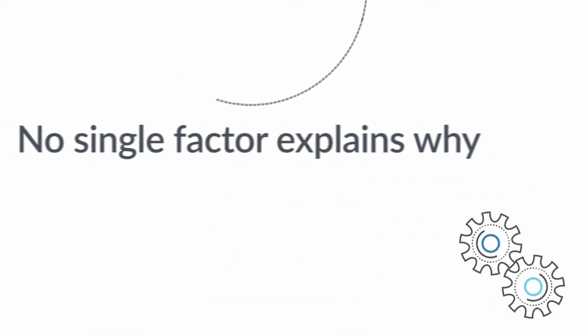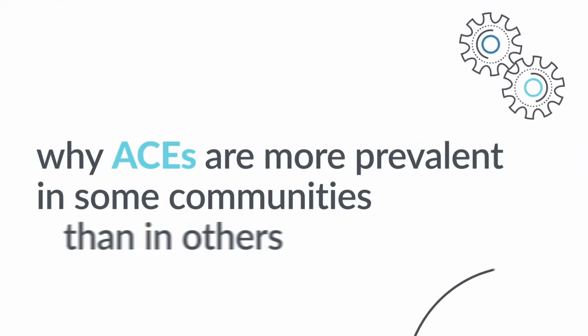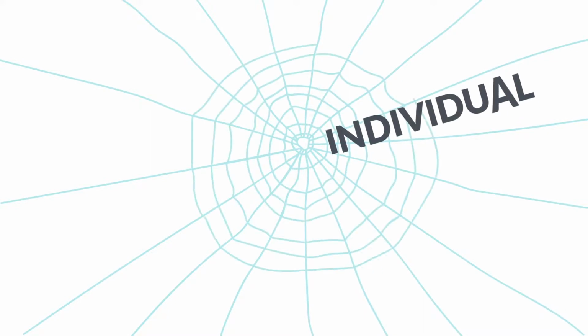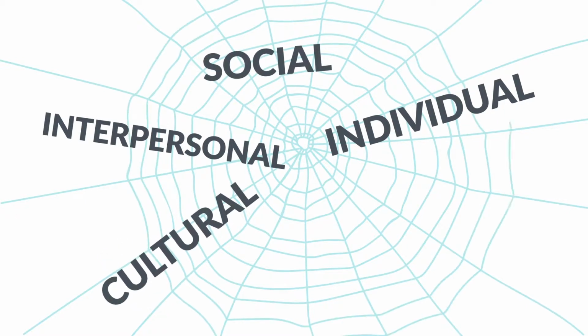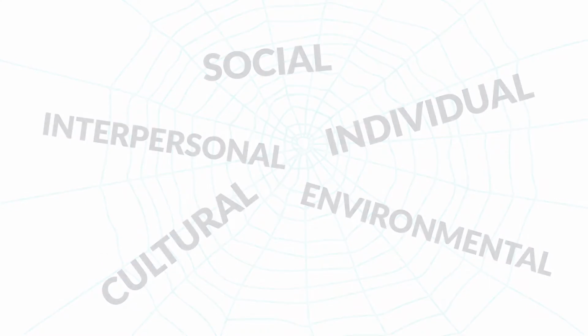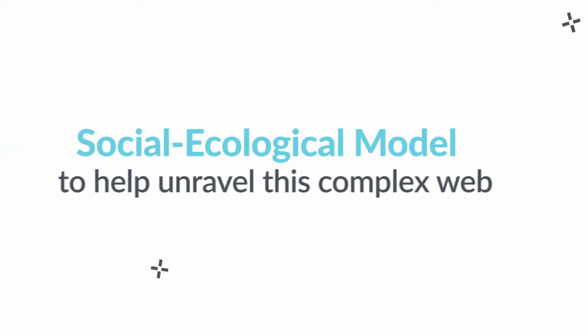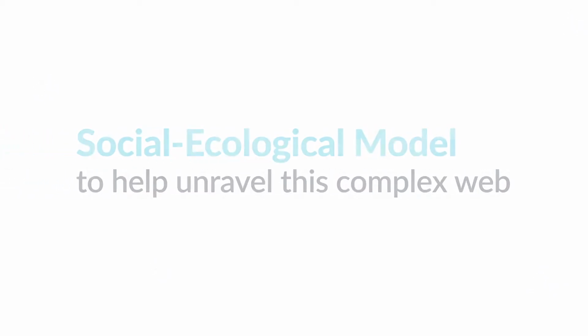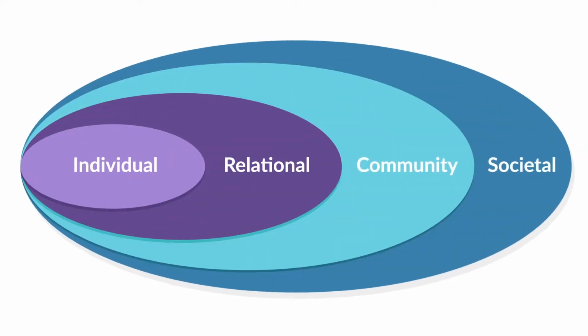No single factor explains why some individuals are exposed to early adversities or why ACEs are more prevalent in some communities than in others. Rather, exposure to early adversity is the result of a complex web of individual, interpersonal, social, cultural, and environmental factors. The CDC uses the social ecological model to help unravel this complex web. The model has 4 levels: individual, relational, community, and societal.